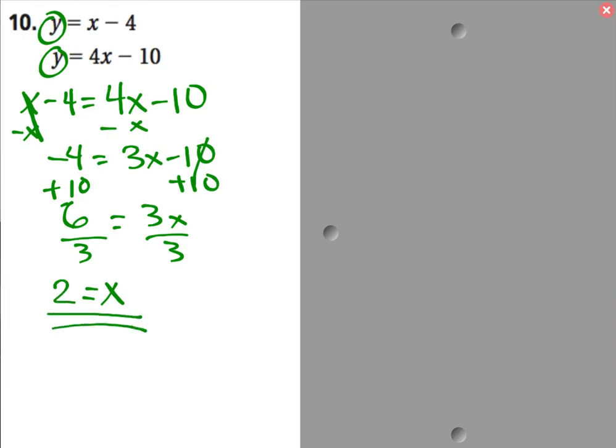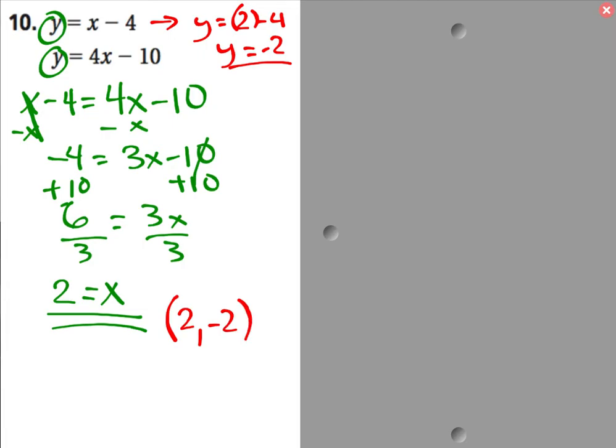Now I've got what x is. I go back and find y. If x is 2, then y is 2 minus 4. y is negative 2. Therefore, the solution is 2, negative 2. x comma y.